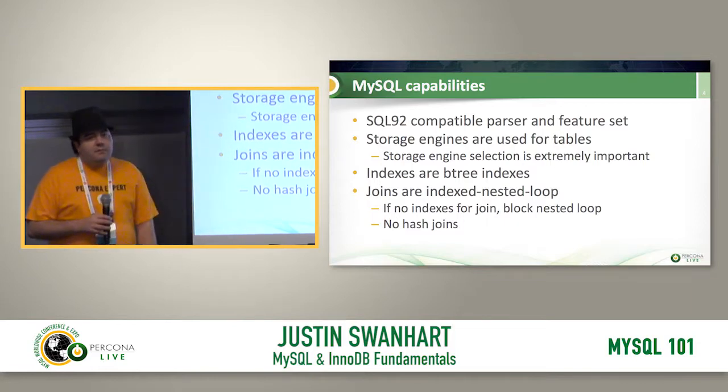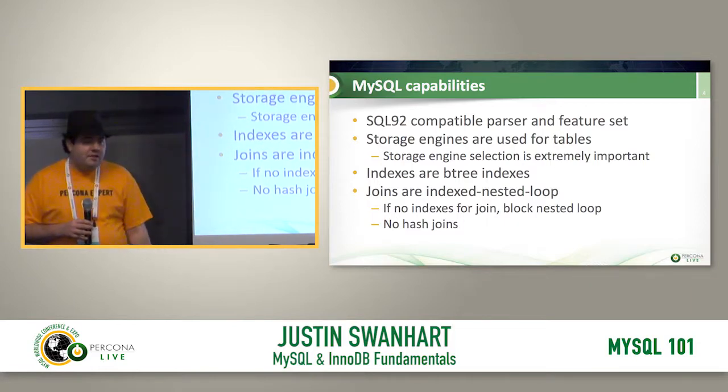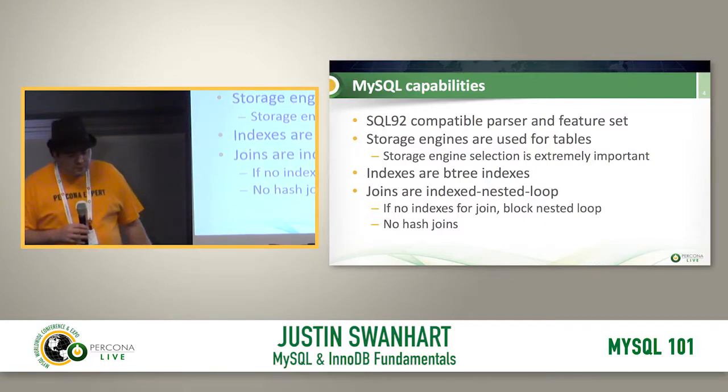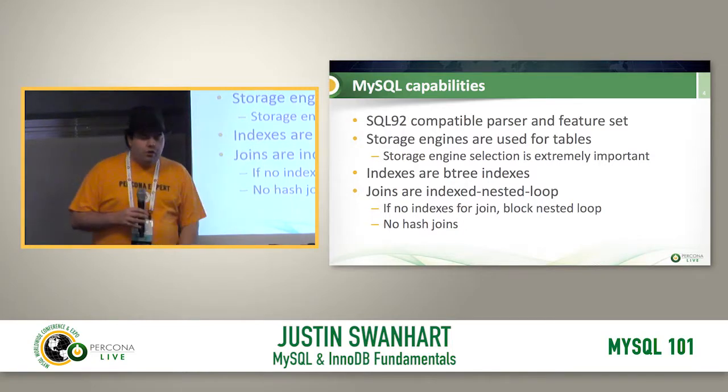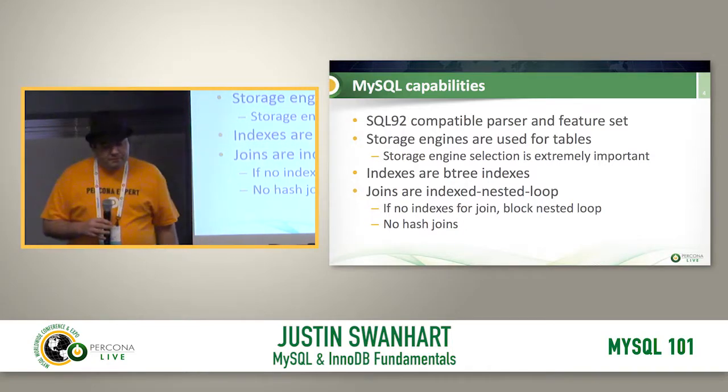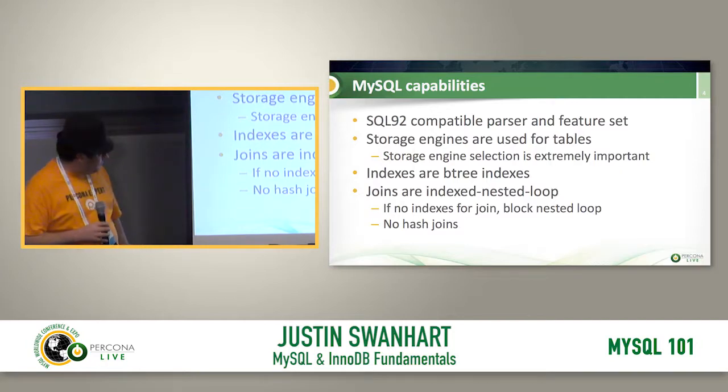Indexes are B-trees. MySQL doesn't have bitmap indexes or hash indexes. Everything is a B-tree. And joins are nested loops, right? Indexed nested loops. There are no hash joins, no bitmap joins.